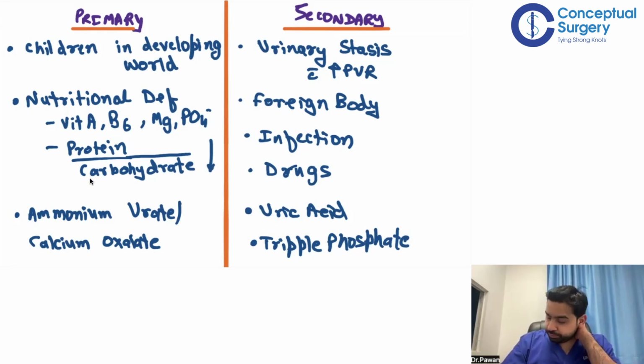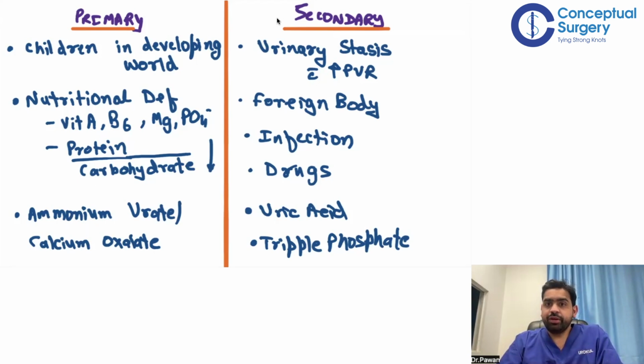Now, this primary bladder calculus is predominantly of ammonium urate or calcium oxalate. So what is the constituent of this particular stone? It is an ammonium urate or a calcium oxalate stone. That is what you need to understand. That is about the primary bladder calculus.